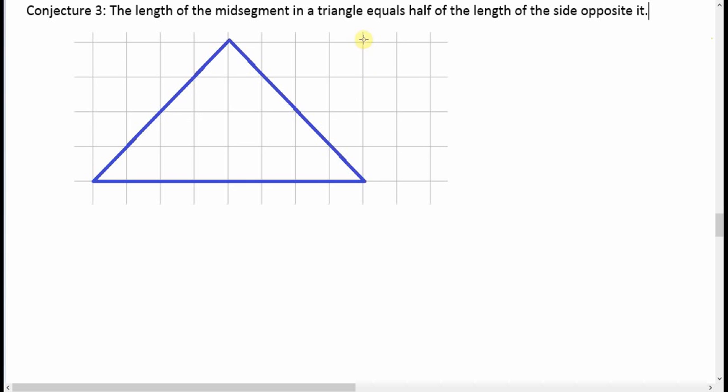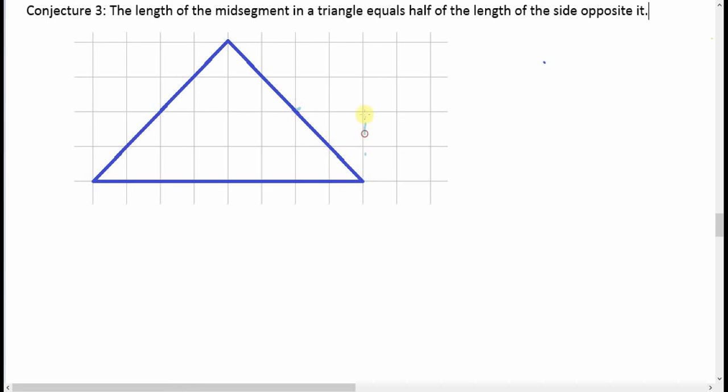I'm purposely making this one so it matches on the grid nicely. So we are going to try to support this. We're not going to try to prove it, we're going to try to support it. The length of the midsegment in a triangle equals half of the length of the side opposite to it. Okay, so we need some midsegments. This line, let me just sketch this out and make sure it works. So I think the midsegment's going to be right here.